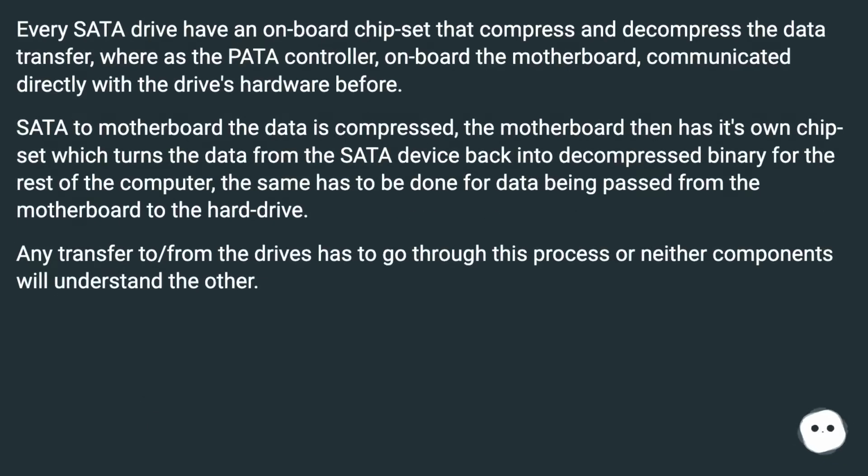Every SATA drive has an onboard chipset that compresses and decompresses the data transfer, whereas the PATA controller, onboard the motherboard, communicated directly with the drive's hardware before. SATA to motherboard, the data is compressed. The motherboard then has its own chipset which turns the data from the SATA device back into decompressed binary for the rest of the computer. The same has to be done for data being passed from the motherboard to the hard drive. Any transfer to or from the drives has to go through this process, or neither component will understand the other.